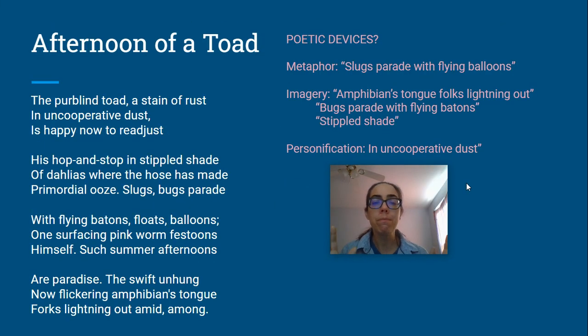Stop. Okay. So poetic devices. We've got metaphors here. The slugs are parading with flying balloons. They don't actually have balloons. Slugs don't have balloons. And then the imagery. There's so much imagery. And I've got some here. The amphibian's tongue forks lightning out, and the bug parade with flying batons and the stippled shade. You know, we really get a sense of being there because of the imagery that he uses.